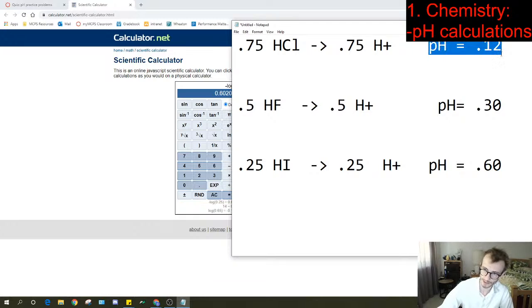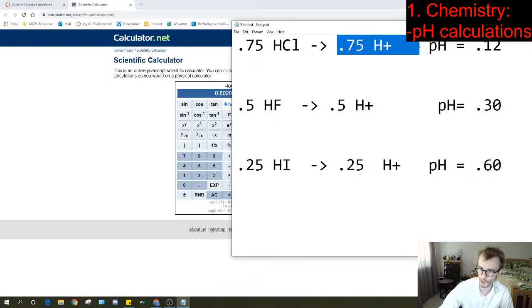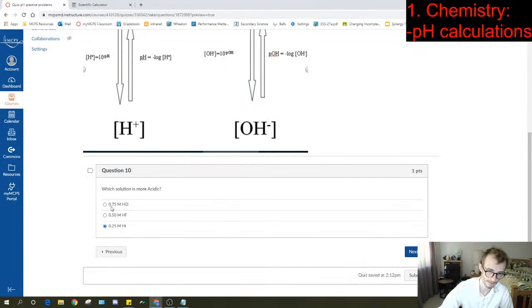This is going to be the most acidic. And it comes from the fact that the HCl had the highest concentration, and that concentration turns into the H plus concentration. Beautiful. Next!